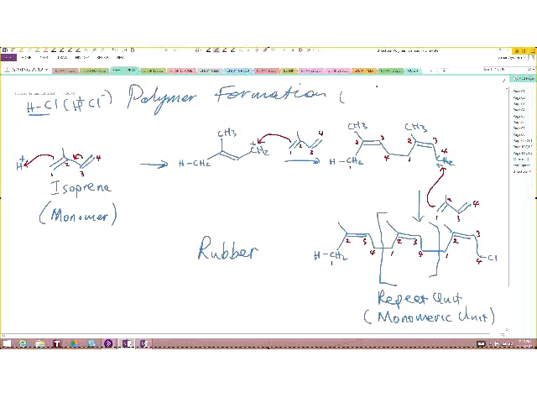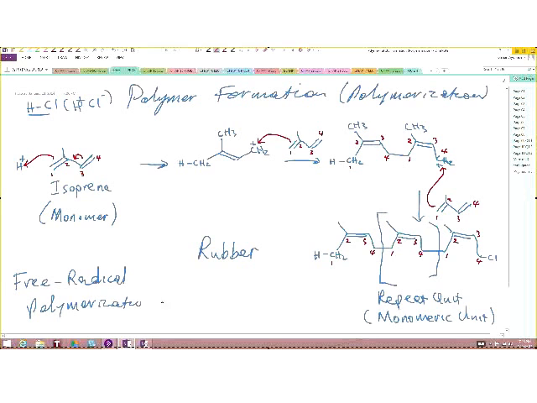Sometimes we refer to this as polymerization. And this particular reaction could also be initiated with a free radical. Instead of using a proton here, you could start with using a free radical. You could have free radical polymerization. Is also possible.